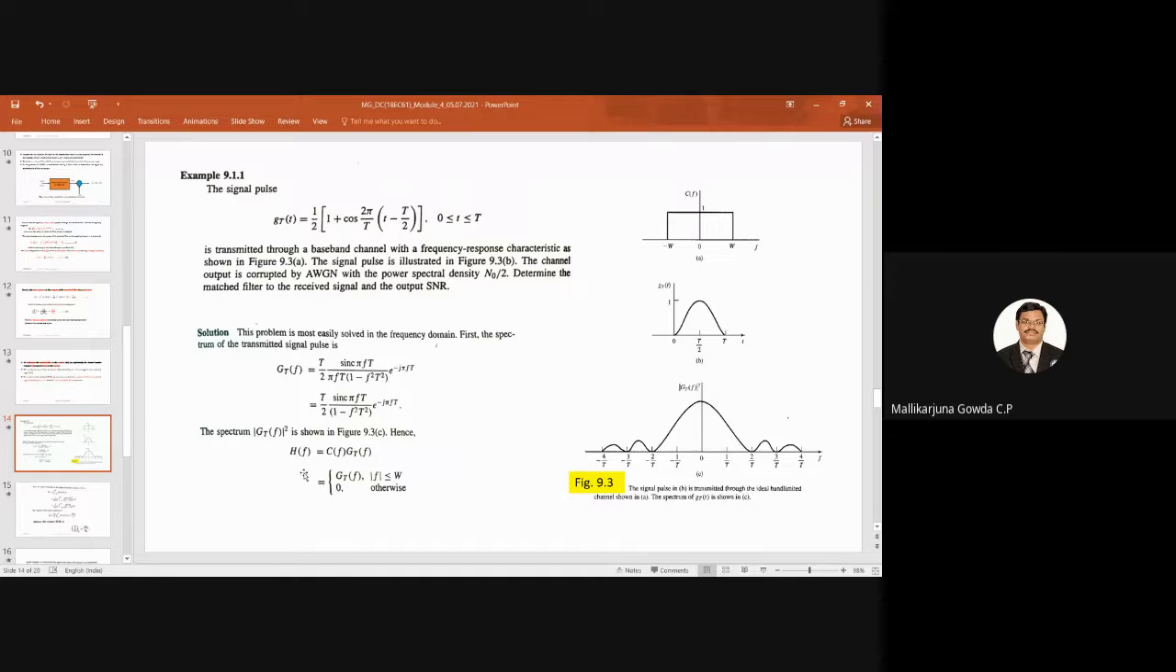So we say H of f is equal to C of f into GT of f. This is my C of f, which is band limited to W hertz, having a magnitude of 1, and the Fourier transform of GT of f is this. If I multiply those two, H of f in the frequency domain is equal to GT of f when f is less than W, and it is 0 otherwise. Take time to solve this in your free time, and check whether you get the Fourier transform of the signal like this.